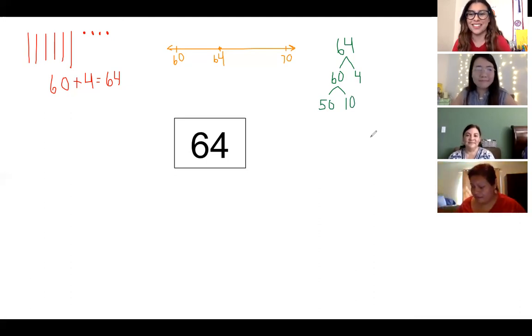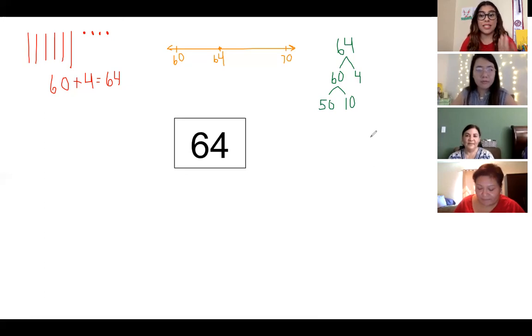Thank you, Ms. Rosales. So today we're talking about decomposing, and we know that decomposing means taking a number apart. So finding other values that equal that number. So when we do how many ways, it's a great experience of decomposing. So usually when we see 64, we would do what Ms. Hernandez and Ms. Rosales did. We cut them apart and we decompose them into our tens and our ones when we see double digit numbers.